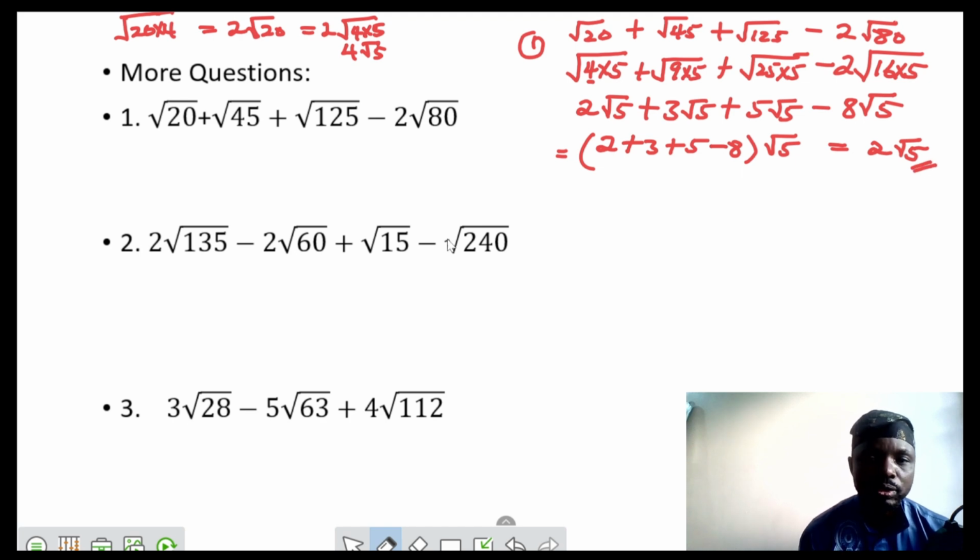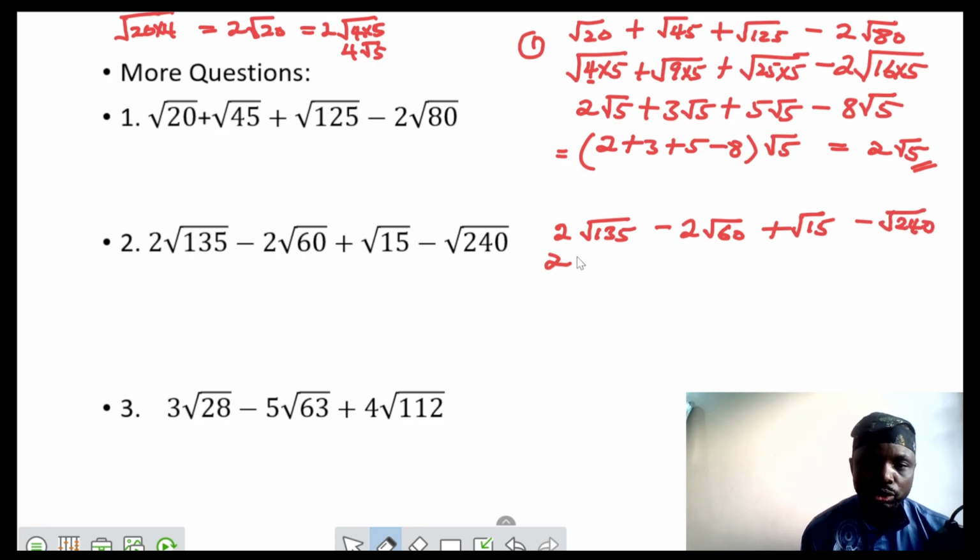So this is how to simplify it. Let's look at this one also. This one says 2 root 135 minus 2 root 60 plus root 15 minus the square root of 240.